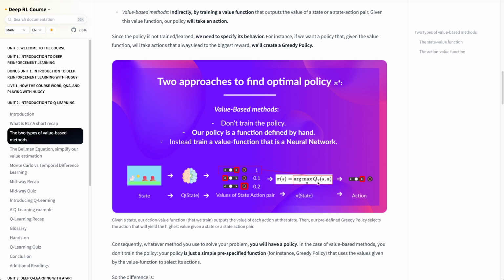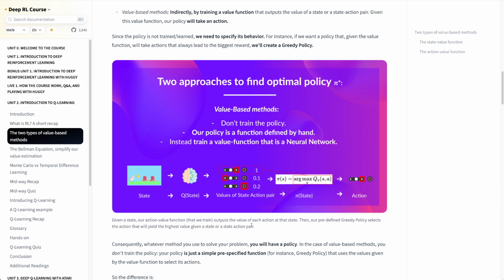One example policy is a greedy policy where whenever you find any valuation of these state-action pairs, you always take the highest one, right? The greedy policy here in their example assumes no exploration. We're only taking the thing that we found to be most valuable. It says right here, our predefined greedy policy selects the action that will yield the highest value given a state or state-action pair, right?